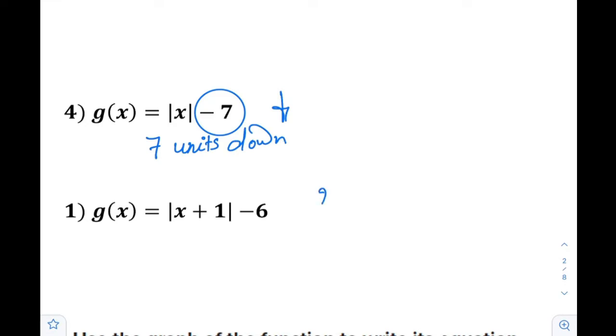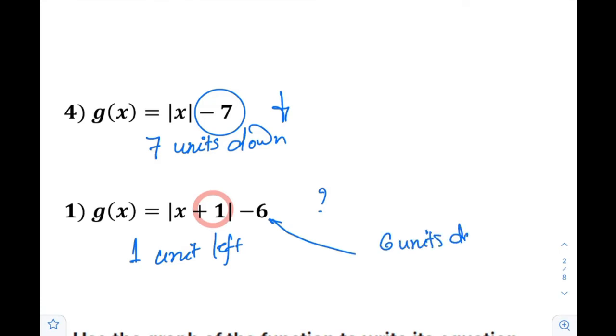Now, what about this? We have 2 translations. One is horizontal to the left, so this has been moved 1 unit left. And we have this one, 6 units down, because it's outside the group.